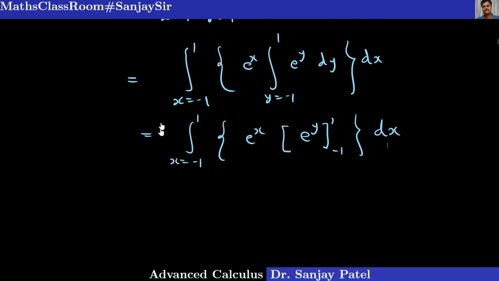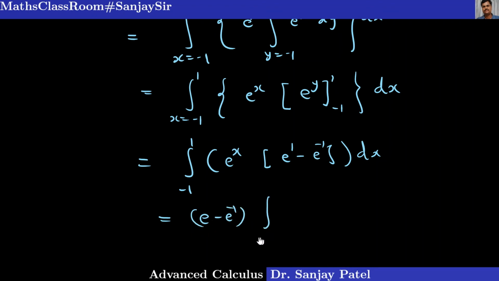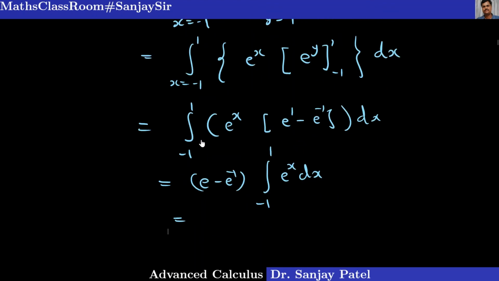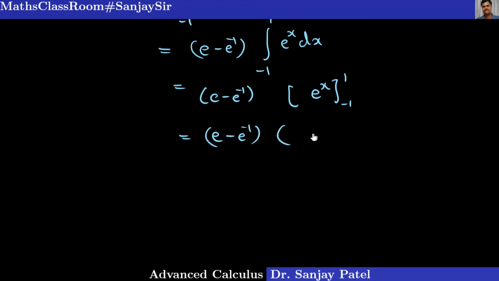So it is a very, very simple integration, and the problem also becomes very easy. So this is equal to minus 1 to 1 e raised to x, and this is nothing but e raised to 1 minus e raised to minus 1 dx. So I can write this as e minus e raised to minus 1 as a constant outside, minus 1 to 1 e raised to x dx. And this integral is also the same thing as the previous one. Integral of e raised to x is e raised to x, and minus 1 to plus 1. So we get e minus e raised to minus 1 into e raised to 1 minus e raised to minus 1. It is in fact e minus e raised to minus 1 square. Let us call this result number 1.